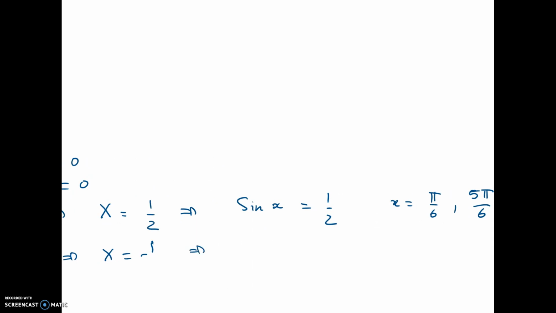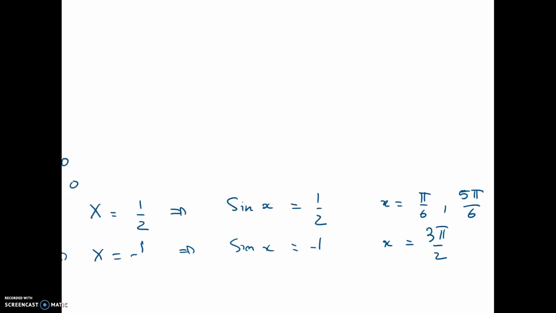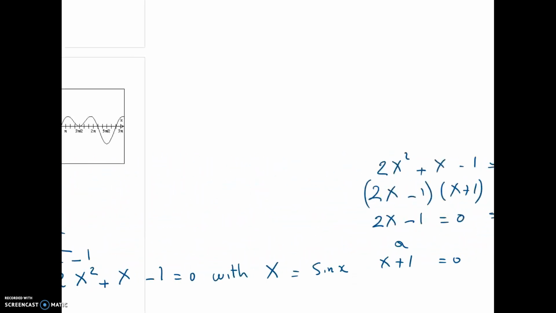And that defines sine of the angle x equal to negative 1, and that means the angle x equals 3 pi over 2. All right? I hope you realize it's not very complicated.